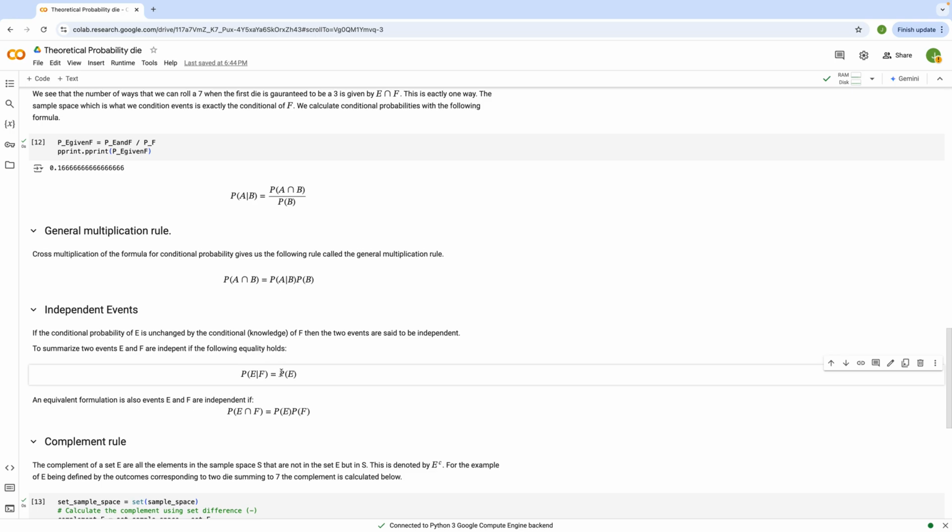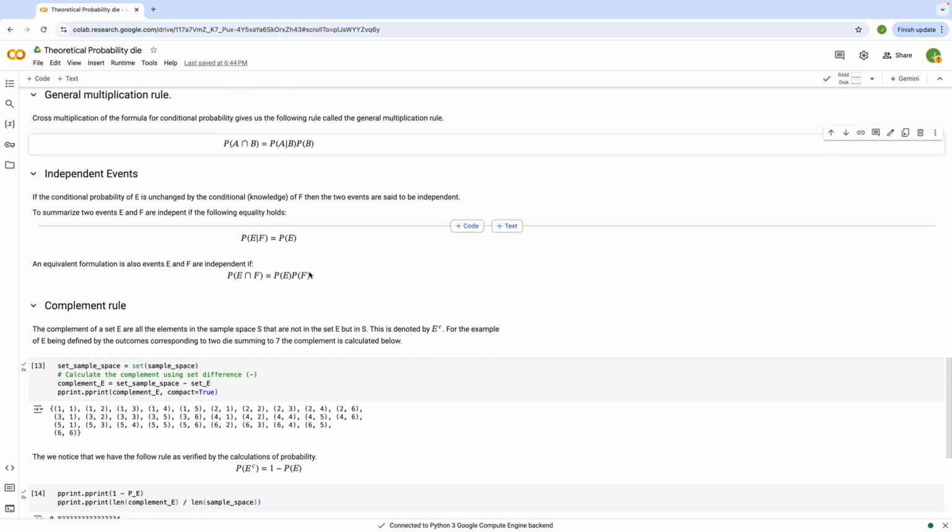Now, an equivalent formulation of this is just that the probability of E and F is the probability of E times the probability of F. One thing, going back to the conditional probability formula, is that if we cross multiply, this tells us the probability of A and B is the probability of A given B multiplied by the probability of B. That's called the general multiplication rule.